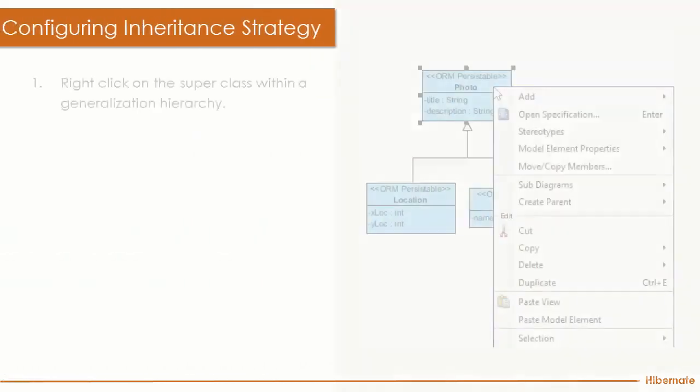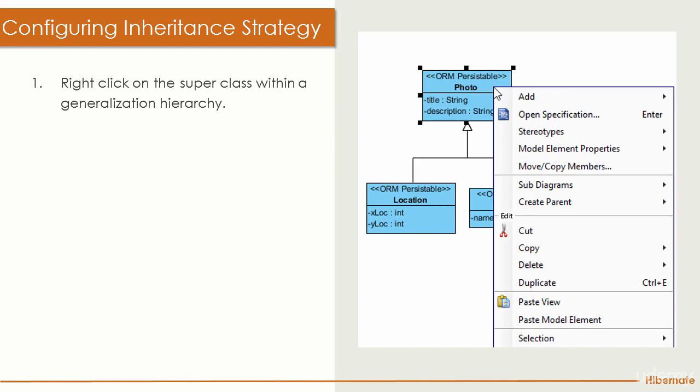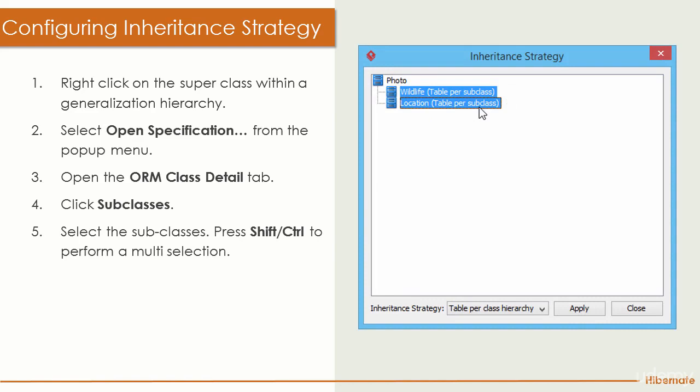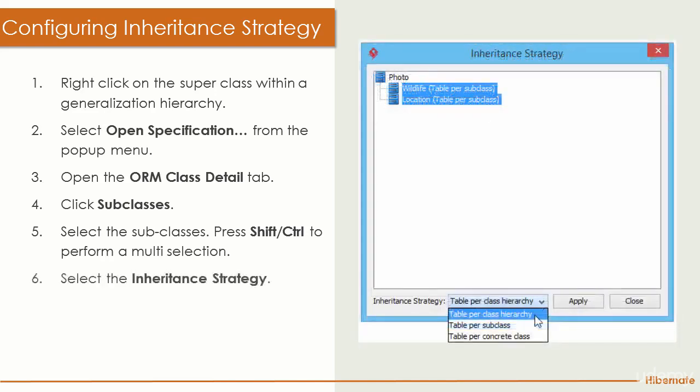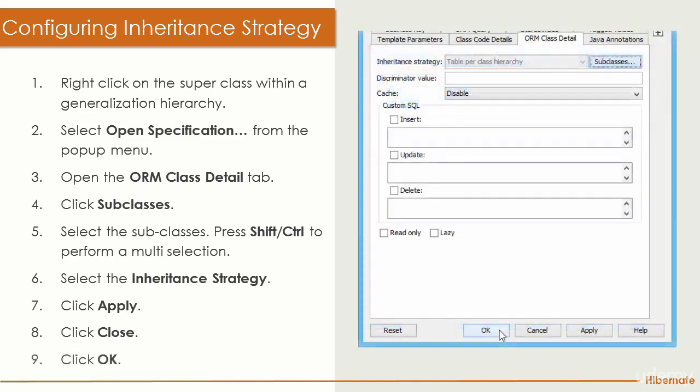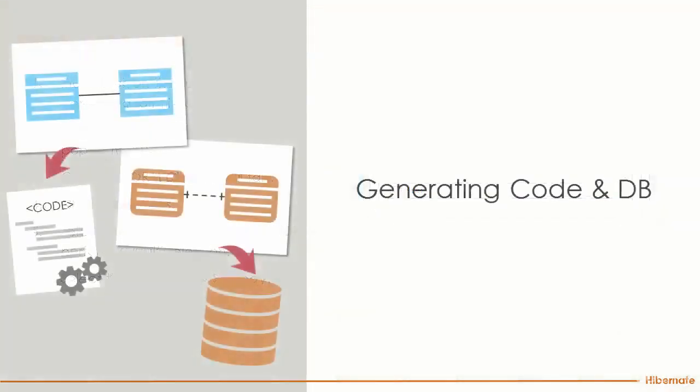To configure the strategy is easy. You just right click on the superclass, the top of the hierarchy, open the specification, and then go to the ORM class detail. Then click on the subclasses and select the strategy. Select the class and change the strategy to table per class hierarchy, table per subclass, or table per concrete class, and then you just apply and close the dialog, and then you're okay to exit the specification dialog box.